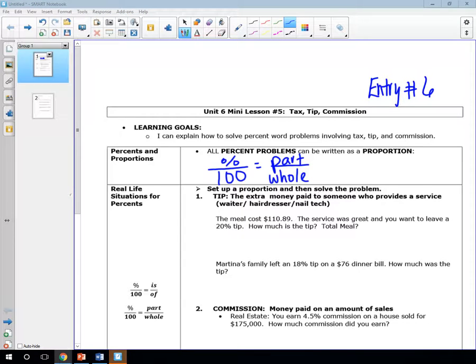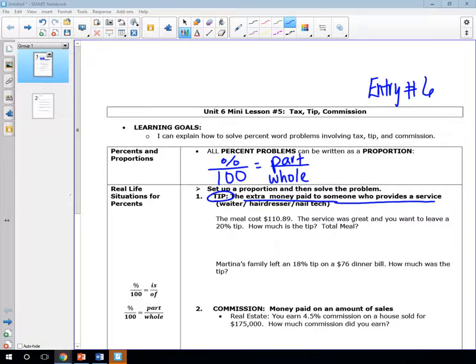The very first section that we're going to talk about is something called tip. I'm sure everyone here has been to a restaurant. And usually when you get up, not only do you have to pay for your food, but you typically want to leave a little extra money to pay your waiter or waitress. So tip is the extra money paid to someone who provides a service. For example, you leave it for your waiter or waitress. Sometimes when you get your nails done, you might leave a tip. Sometimes when you get your hair done, you might leave a tip. It's just that little extra to say thank you for your service. So we're going to solve these problems exactly the same way.